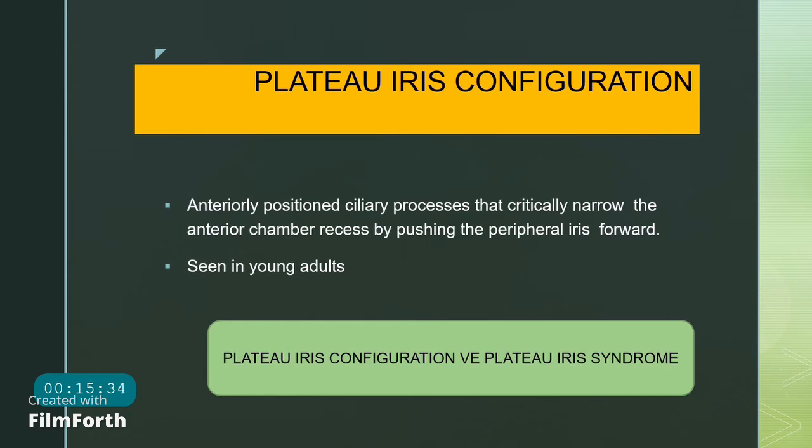So I hope that is clear to you. Plateau iris configuration is nothing but anteriorly positioned ciliary processes that will critically narrow the anterior chamber recess by pushing the peripheral iris forward, and it is seen in young adults.